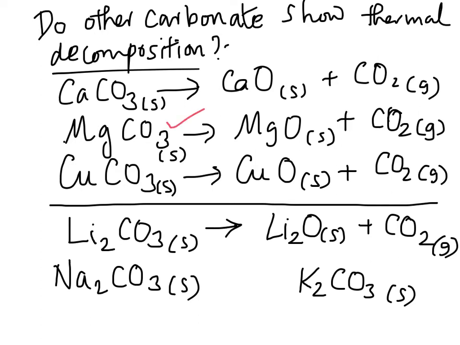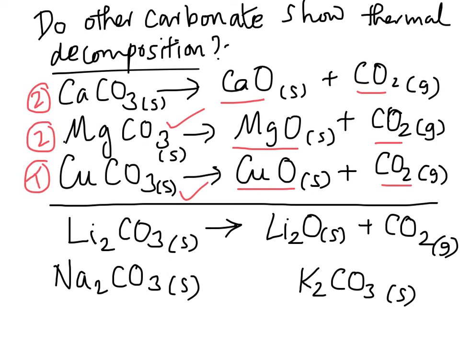Copper carbonate. Copper is a transition metal in the middle of the periodic table. But calcium is a group 2 metal, magnesium is a group 2 metal. This is a transition metal, copper carbonate. It does work in the same way. As you can see, there is a pattern here. They all produce their oxides and carbon dioxide gas when they thermally decompose.